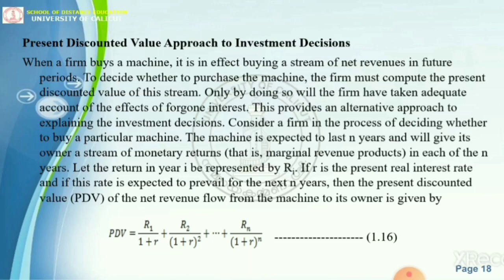Consider a firm in the process of deciding whether to buy a particular machine. The machine is expected to last n years and will give its owner a stream of monetary returns, that is marginal revenue products, in each of the n years. Let the return in year i be represented by Ri. If R is the present real interest rate, and if this rate is expected to prevail for the next n years, then the present discounted value, that is PDV, of the net revenue flow from the machine to its owner is given by PDV equals R1 divided by 1 plus R, plus R2 divided by (1 plus R) raised to 2, plus up to n years, Rn divided by (1 plus R) raised to n.